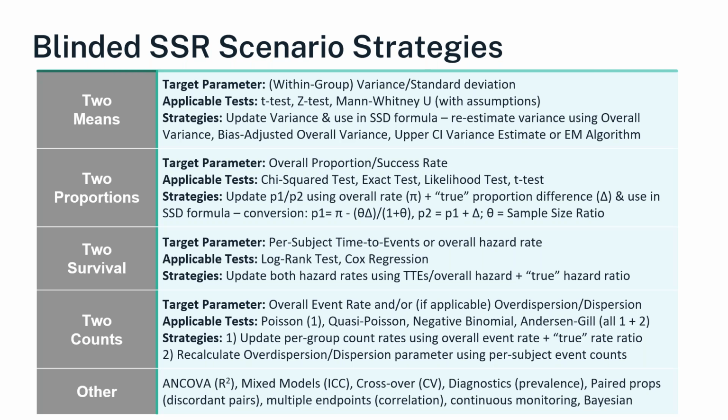It's an independent variable. And so in this case, maybe you don't want to do the overall rate. You could just recalculate the over-dispersion and use a similar strategy as the two means case. But if you're doing the overall event rate and updating the per-group count rates, that's more similar to two proportions or survival. Or you can do a combination where you do both simultaneously. And then there's a variety of other parameters that might be of interest. So there's R squared for ANCOVA, ICC for mixed models, CV for crossover, prevalence for sensitivity and specificity, discordant pairs for paired proportions, correlation if you're talking about co-primary endpoints. There are continuous monitoring approaches, there are Bayesian approaches, more and more and more.